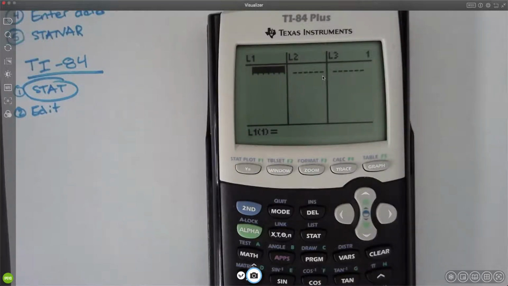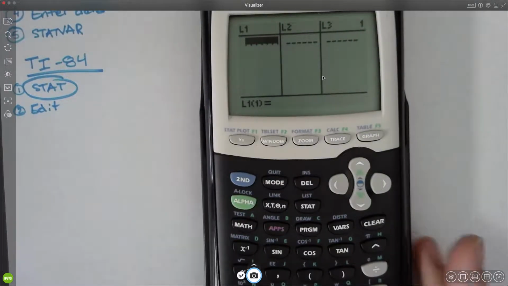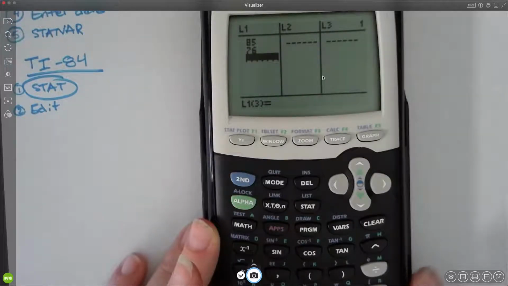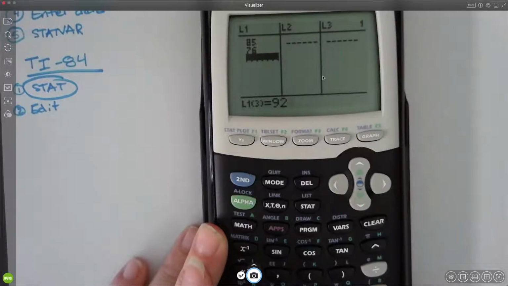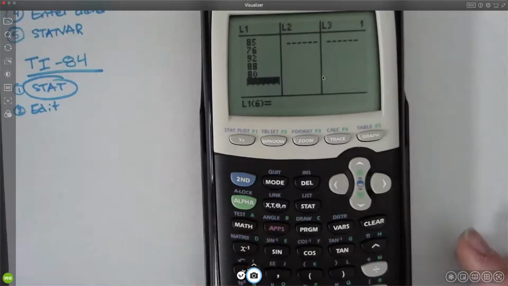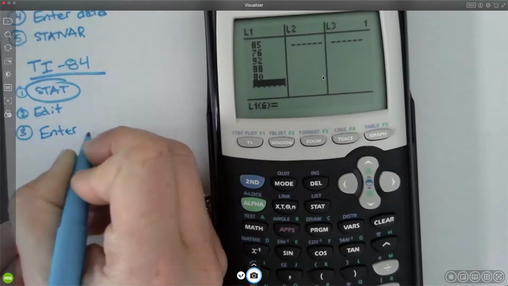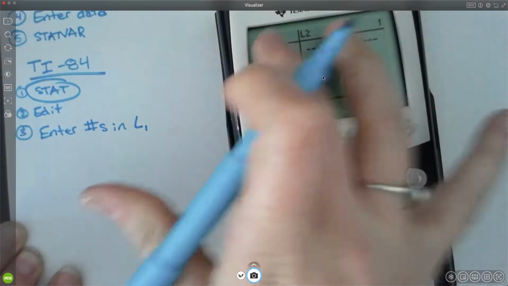In list 1, I'm going to type in all of the numbers that I see there. All right, 85, enter, 76, enter, 92, enter, 88, enter, 80, enter. Okay, there are 5 numbers. Did you get all that? So that was step number 3. Enter numbers in list 1. That's what list 1, list 2, list 3, all of those are.